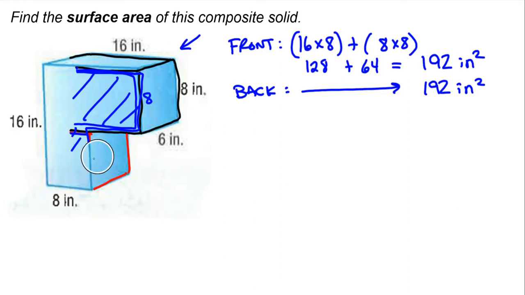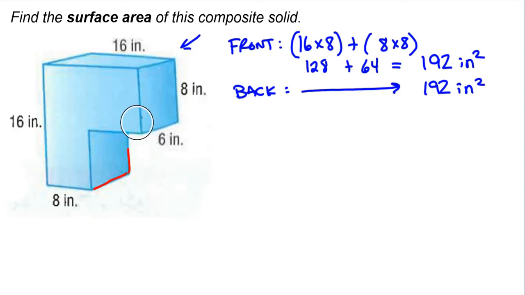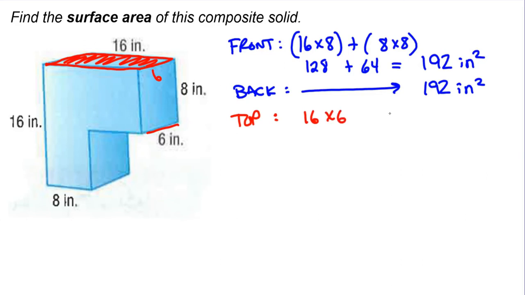Now we need to start looking at the other sides. Let me clear this off so it doesn't get too jumbled up here. So now we've got the front and the back taken care of. Now we need to start looking at the other sides to this composite figure. I'm going to go ahead and do the top. The top is this rectangle right here. I'm trying to find this area on the top, and that's a 16 by 6, since this measurement is 6 right here. So the top is 16 by 6, and that is 96 square inches.